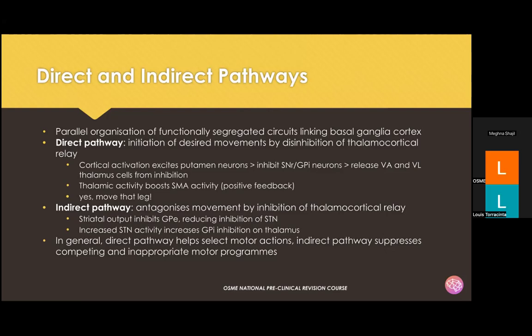That gets that leg moving. The indirect pathway is really about antagonizing movement via thalamocortical relay. You get striatal output, which inhibits the globus pallidus externa, which reduces inhibition of the subthalamic nucleus. One thing that's really confusing about the basal ganglia is that it goes positive to negative to positive, so it's like saying, oh yes, I'm not doing this. It gets confusing, but a good way of learning it is to draw it out, because it makes more sense when you see that this is going positive, which goes to inhibition, which goes to positive. In general, direct pathways help select motor actions. Indirect pathways suppress competing and inappropriate motor programs.